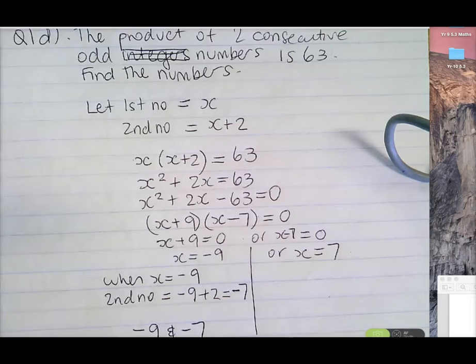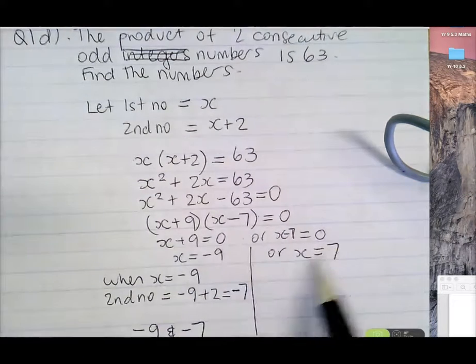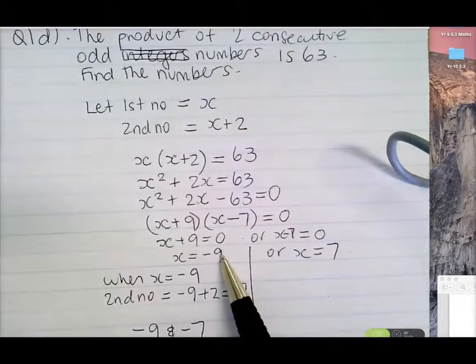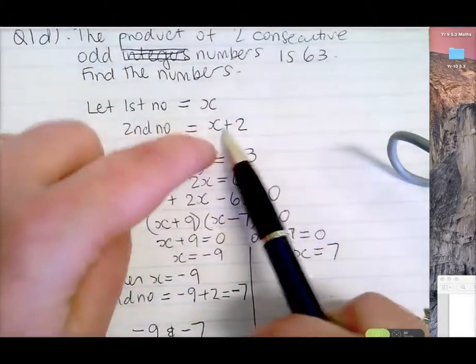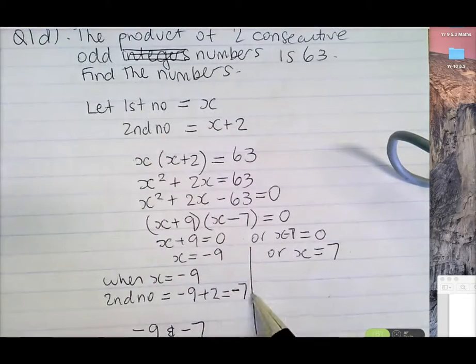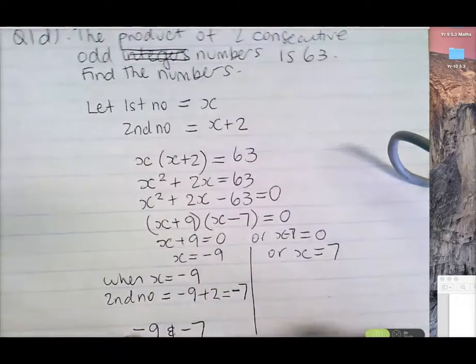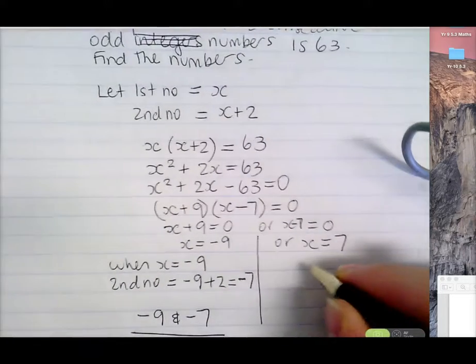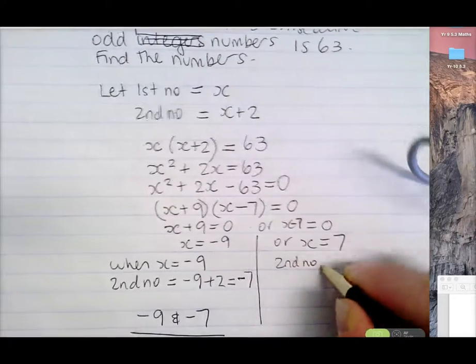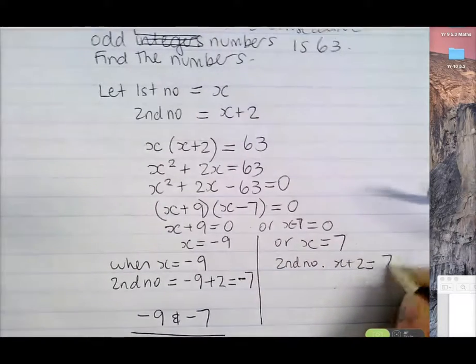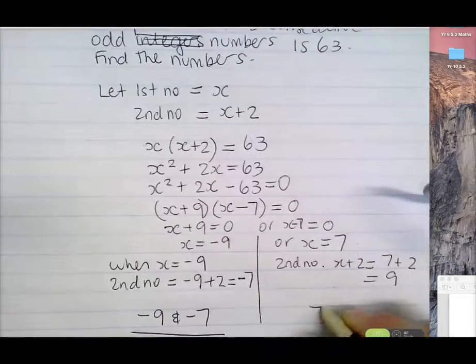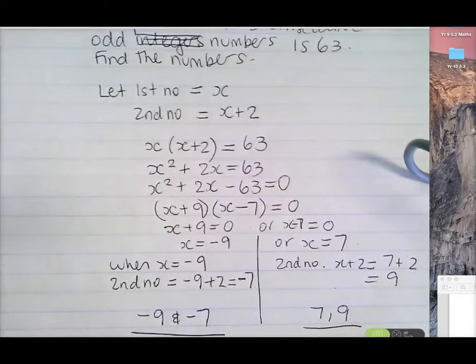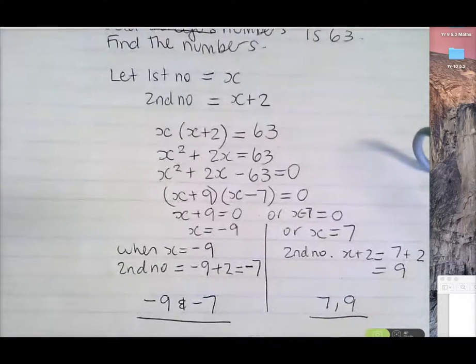If you ever get these equations, don't be tempted to solve just by guessing, because by solving this simultaneously, we can see we've got the x equals negative 9 solution. So your second number will be negative 9 plus 2, which is negative 7. We know that negative 9 times negative 7 is positive 63. And here our second number, which is x plus 2, will be 7 plus 2 is 9. So therefore my other solution is 7 and 9. Okay? So if you would have just done that by guessing, you would have missed a whole solution.